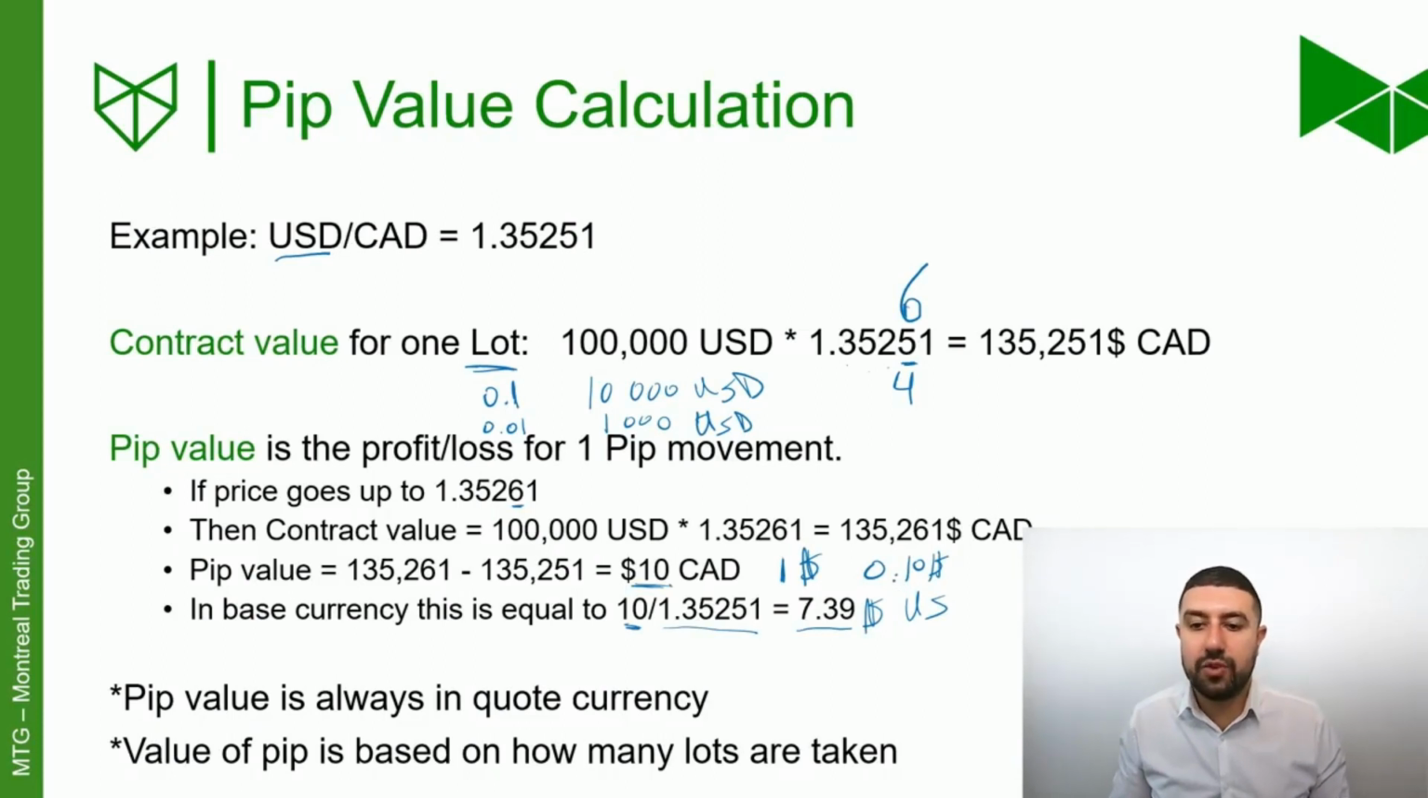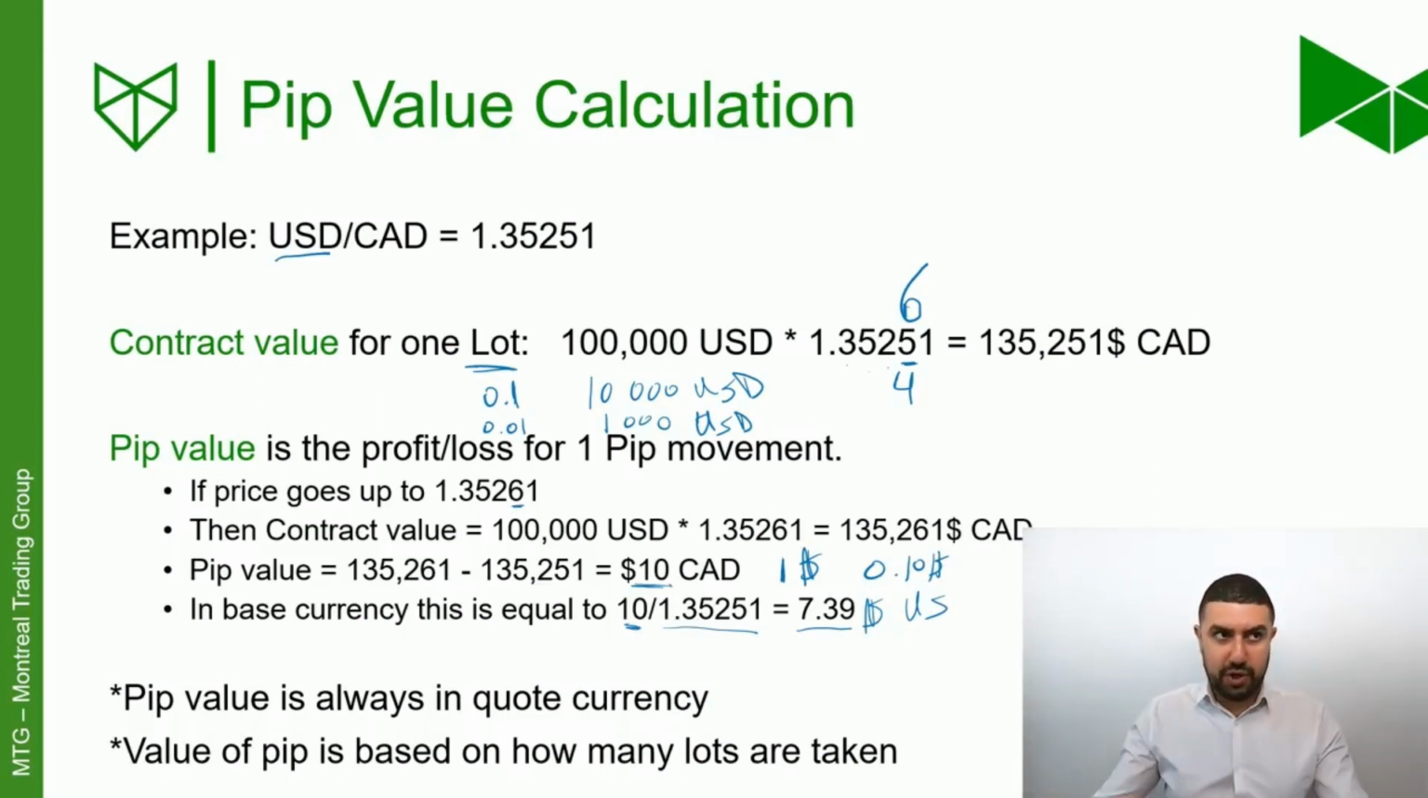So the pip value is going to depend really on the lots, the size of the lot that you're using. Are you trading 0.1 lot, 1 lot, 10 lots, 100 lots, 2 lots, 2.5 lots? It depends, right? But based on the lot that you're using, you're going to be able to know that, okay, each pip that this currency moves, I'm making $200 or I'm making 75 cents.